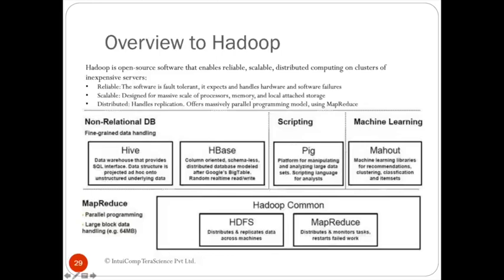After this comes the scripting. It is done in Pig, a platform for manipulating and analyzing large datasets, a scripting language for analysts. Machine learning is done by Mahout, machine learning libraries for recommendation, clustering, classification, and itemset mining. So Hadoop Common: HDFS distributes and replicates data across machines. MapReduce distributes and monitors tasks and restarts failed work.